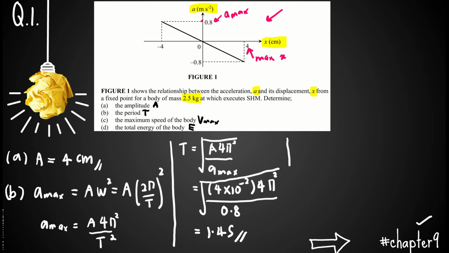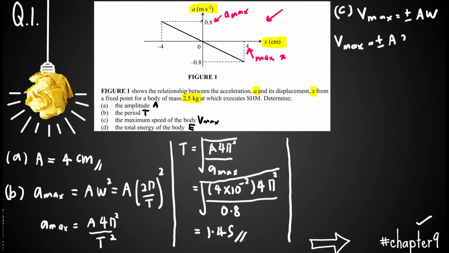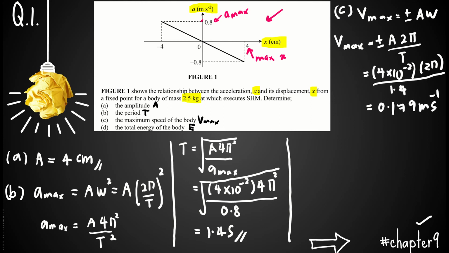And for C, this is the solution for C. We want to get the maximum speed, so basically we'll use the equation v maximum is equal to plus minus A omega, and we know the equation of omega is equal to 2 pi over period. We substitute the values, using the period that we got from the previous question, and Vmax is equal to 0.179 meter per second. So that is our value of maximum velocity.